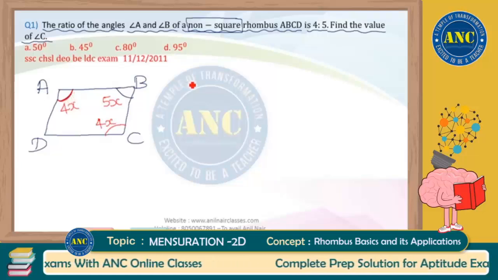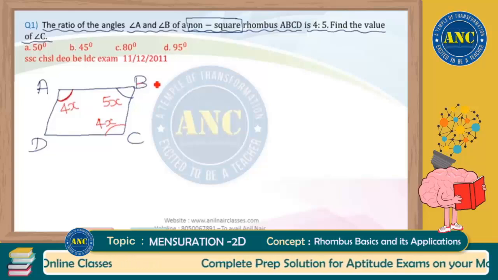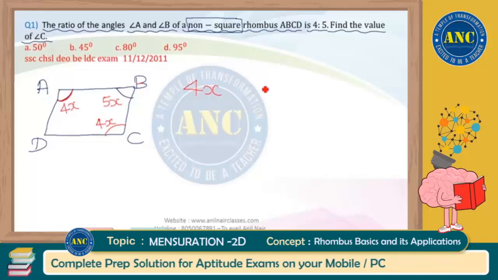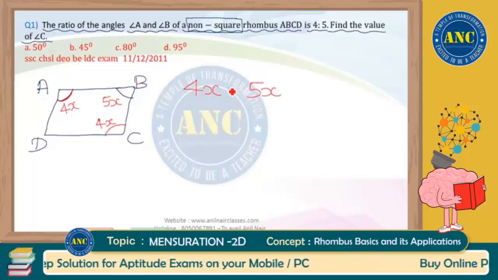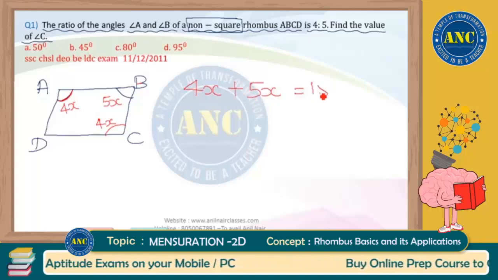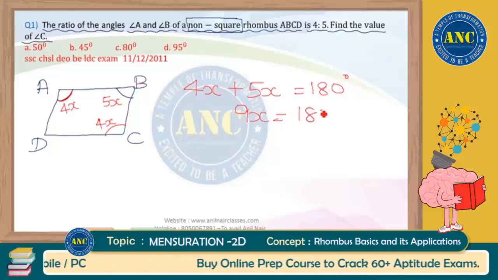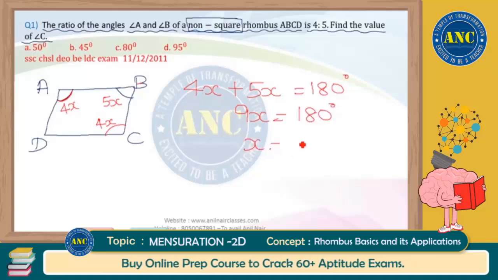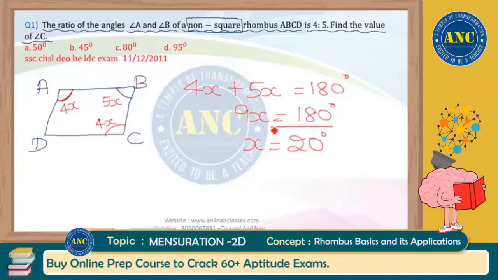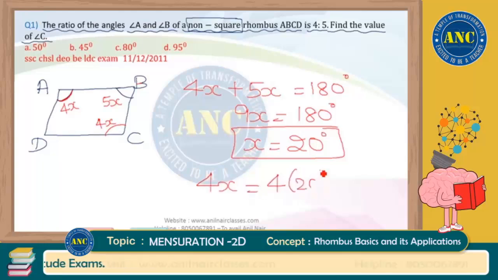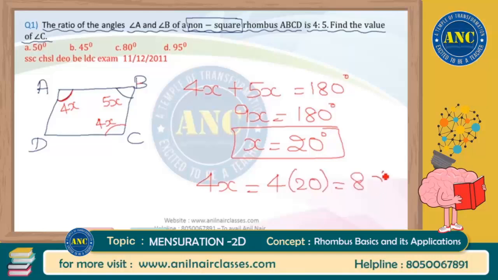That means we also know that adjacent angles in a rhombus are supplementary. That means 4x and 5x, the sum is nothing but 180. 9x is equal to 180 degrees. X value will be 180 by 9, which is 20 degrees. I got the value of x, but I want 4x. It is 4 into 20, which is nothing but 80 degrees. Option C should be the answer.